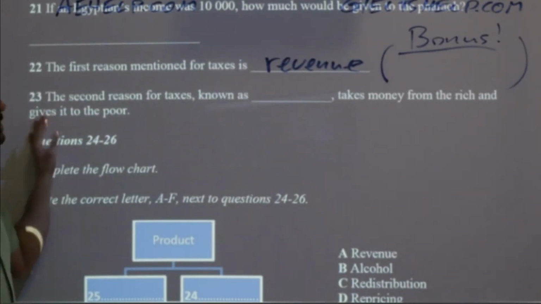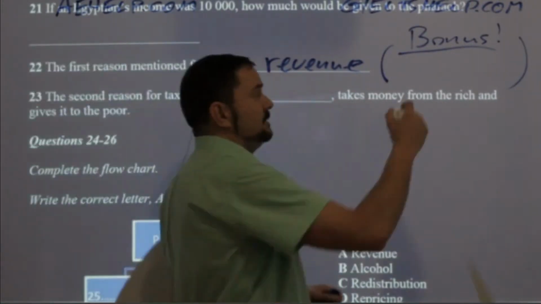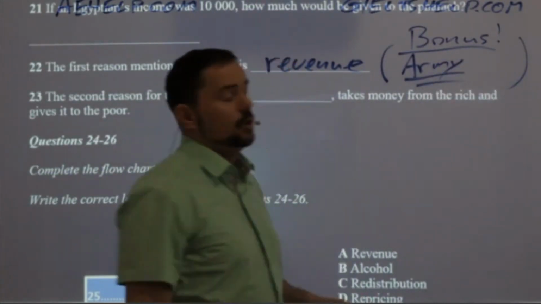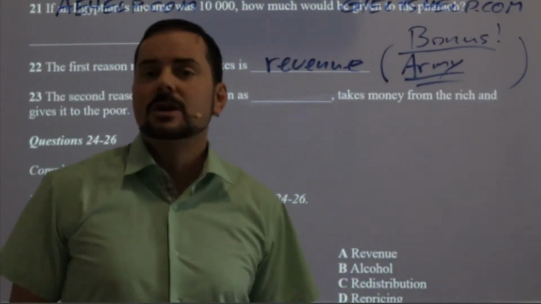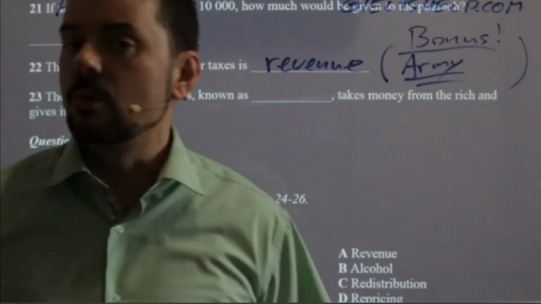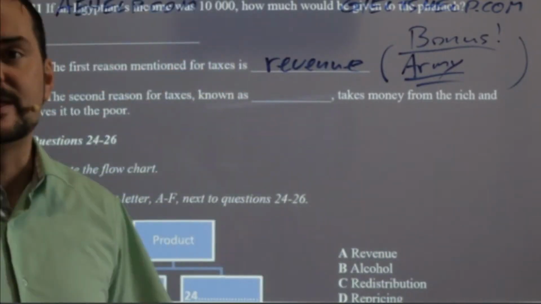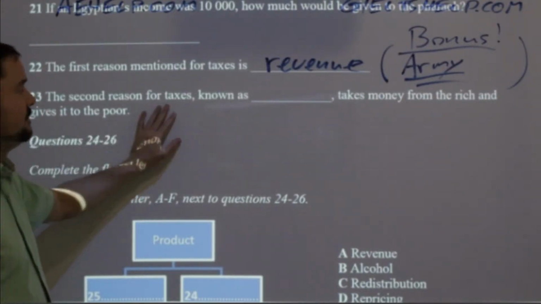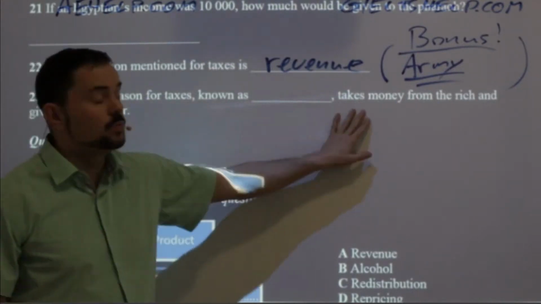Okay, number 23. So this is called active listening, by the way. When you're practicing your listening at home, you should always challenge yourself to go beyond just the questions that you're answering. Okay, that will help you to get more marks. Okay, 23. The second reason for taxes is known as what?